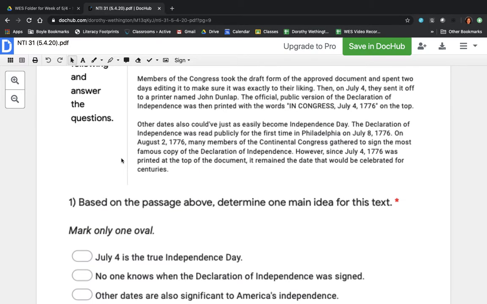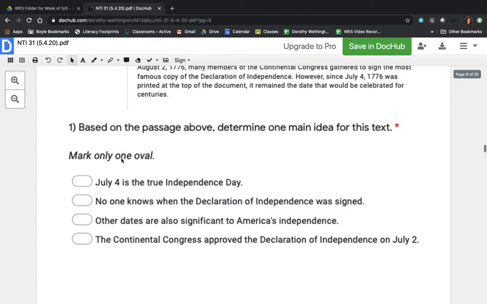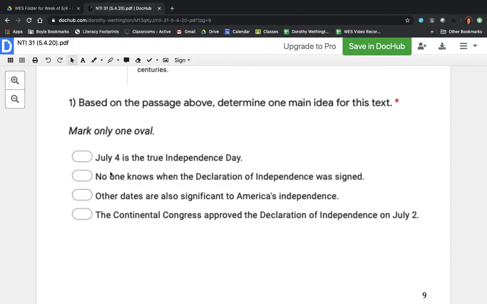Based on the passage above, determine one main idea for this text. Mark only one oval. July 4th is the true Independence Day. No one knows when the Declaration of Independence was signed. Other dates are also significant to America's independence. Or the Continental Congress approved the Declaration of Independence on July 2nd.